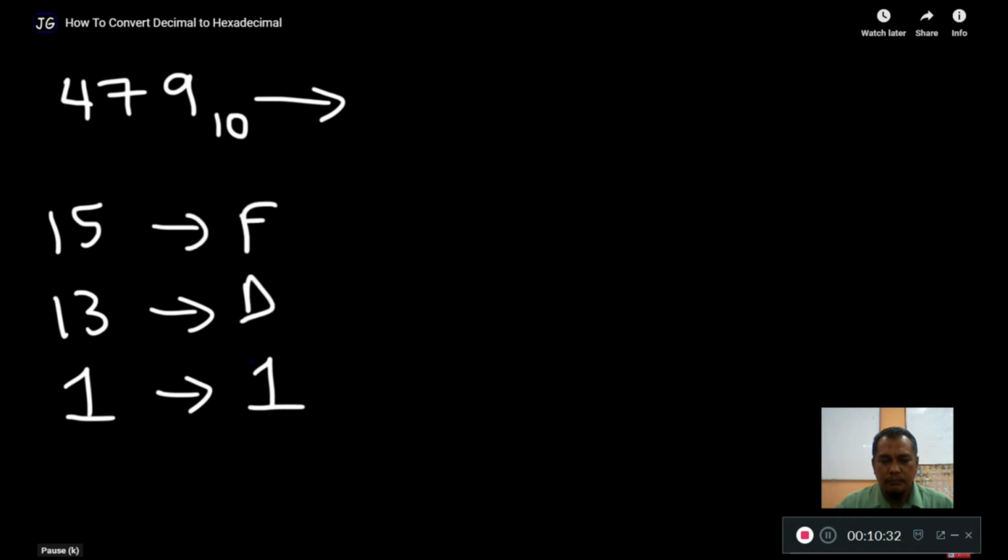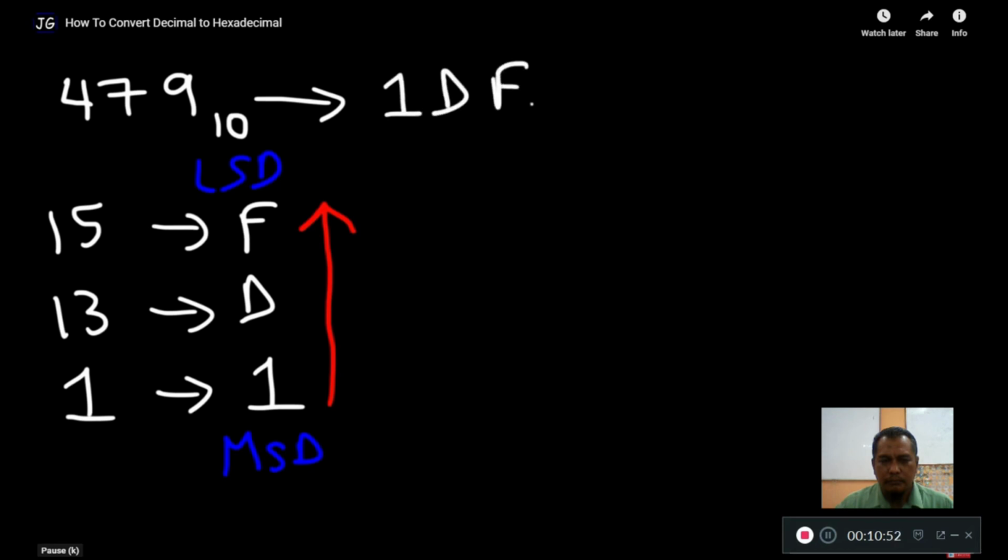Now 1 is the most significant digit and F is the least significant digit. So we need to write it in this order, from the most to the least significant digit. Therefore, 479 in the base 10 system as a decimal is 1DF as a hexadecimal. We can write a subscript of 16 to indicate that this is a hexadecimal number.